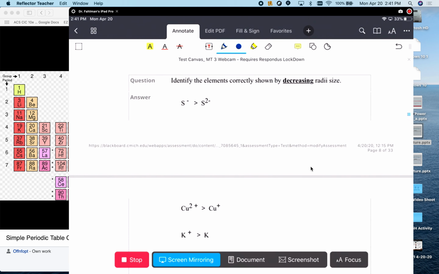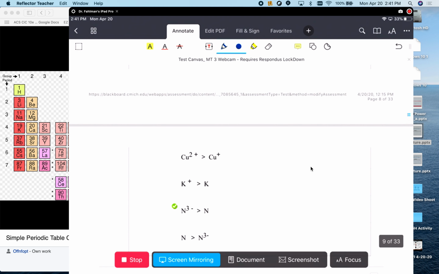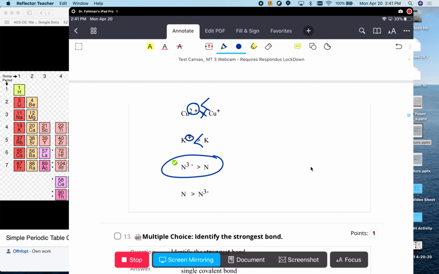The elements by decreasing radii size. Remember, the more negative you are, you're adding electrons, so that should be greater. This one, the more positive you are, you're taking away electrons, so it should be smaller and smaller, so that one should be like that. Cations are always smaller than their atoms, and so this is correct because you've added 3 electrons to nitrogen, and so that one is wrong. Okay, the other way around.